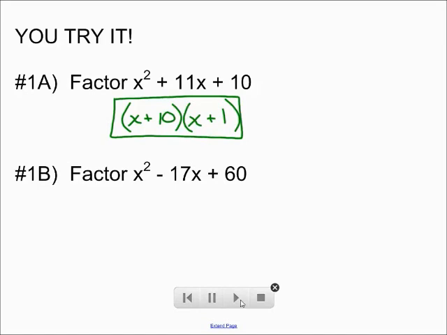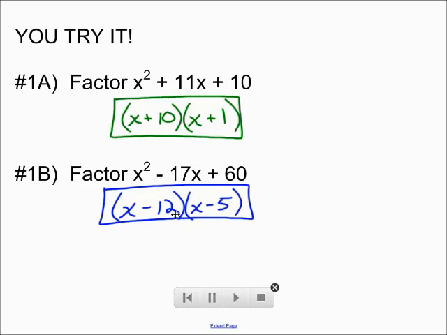On the second one, we're looking for factors of 60 that add up to negative 17. That's a little tougher. It might take some thought here. Negative 12 and negative 5. Again, negative 12 times negative 5 is positive 60. Negative 12 plus negative 5 is negative 17. You can always check your answer by multiplying, by doing double distributive property like we learned in an earlier lesson, or FOIL, some might call it.